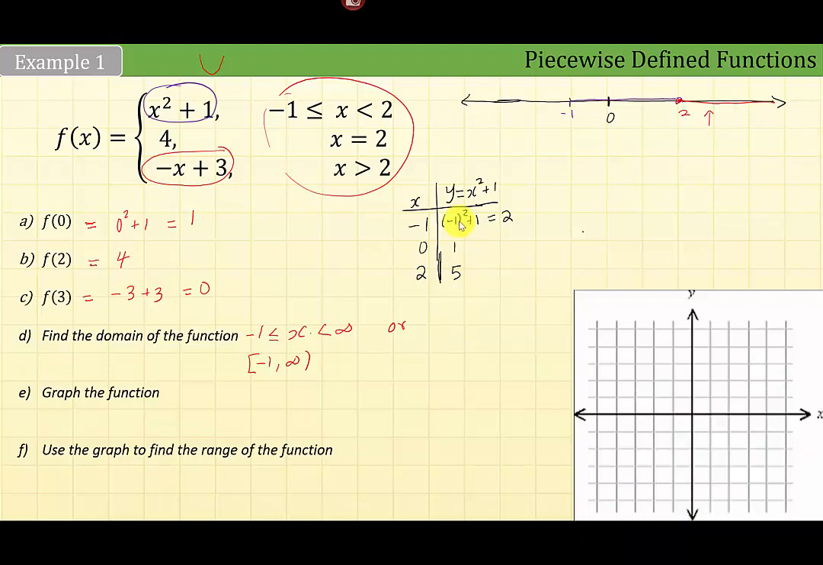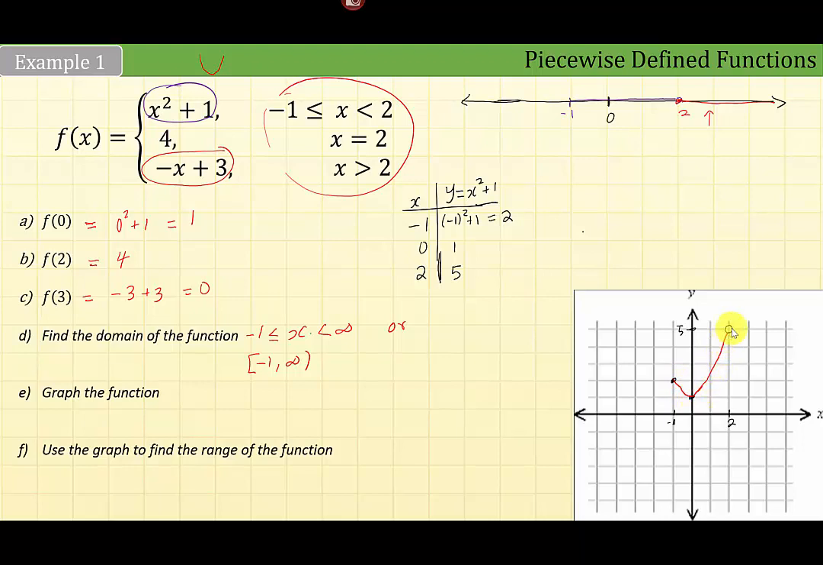So now let's graph it. At x equal to -1, the y value is equal to 2. When x equal to 0, y value is equal to 1. So we have this one and this one. And when x is 2, value is 5. 1, 2, 3, 4, 5. And this one. But that point does not belong to it. So that is how it looks like then, connecting these points.